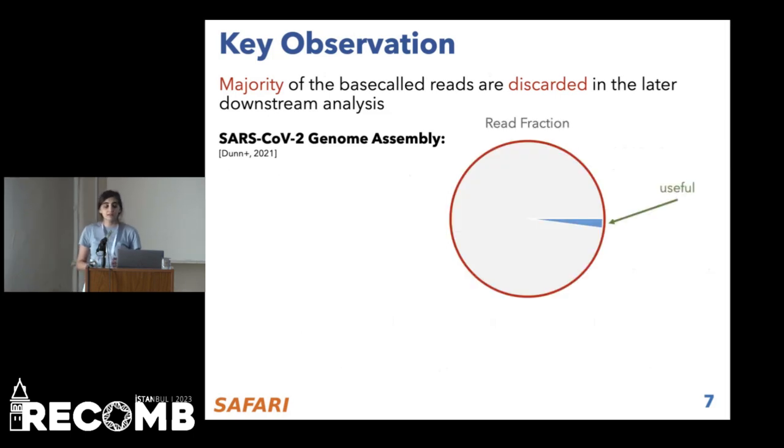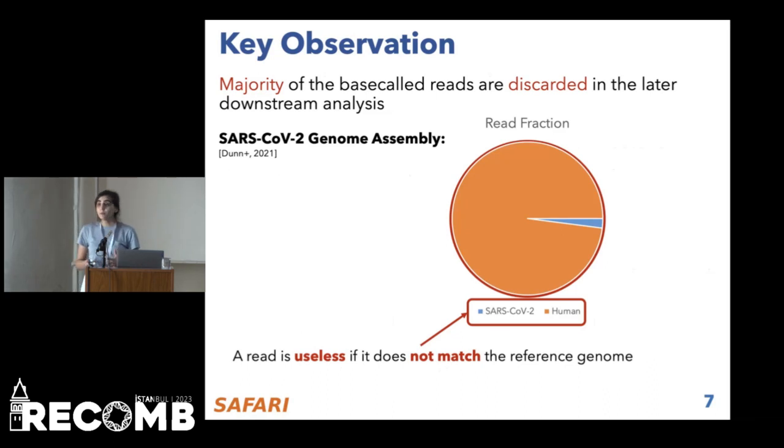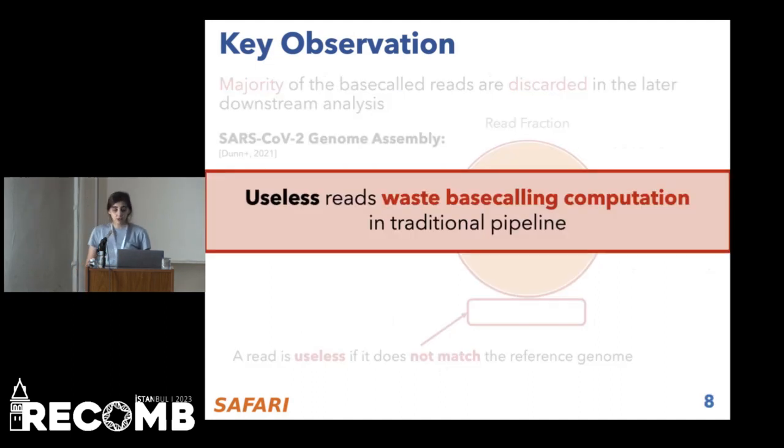One such application is SARS-CoV-2 genome assembly, where less than 1% of reads are useful, meaning not discarded after basecalling, even though the entire dataset is processed fully during basecalling. And the common reason why 99% of the reads are useless is that they do not match the reference genome that is targeted by this application. So the key takeaway is that basecalling wastes a significant amount of computation on useless reads in the traditional nanopore sequence analysis pipeline.